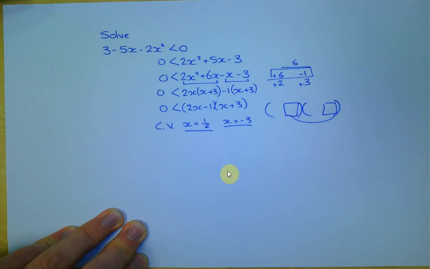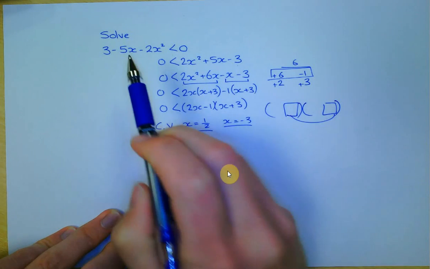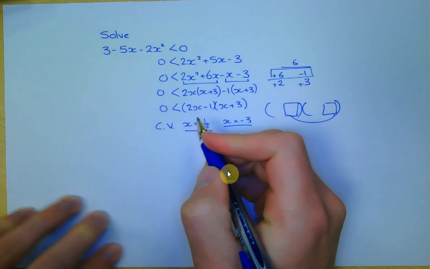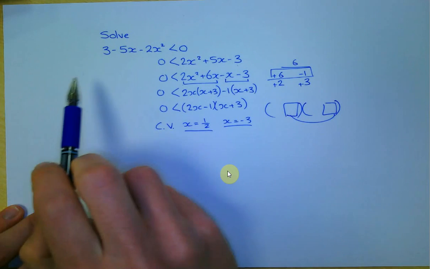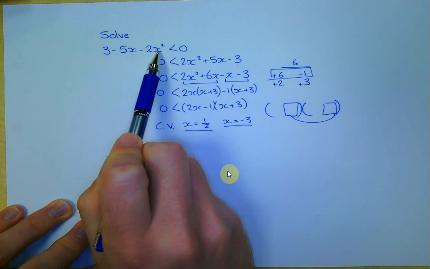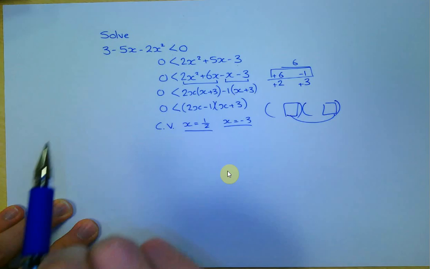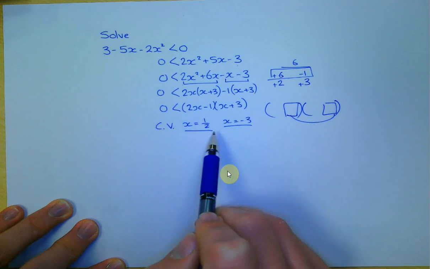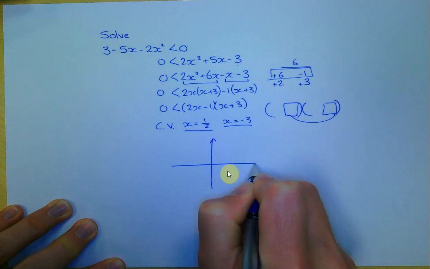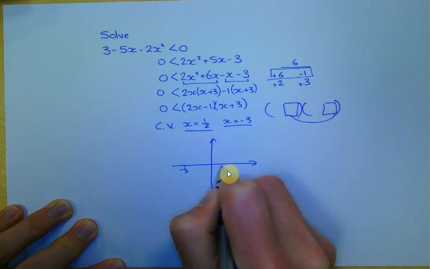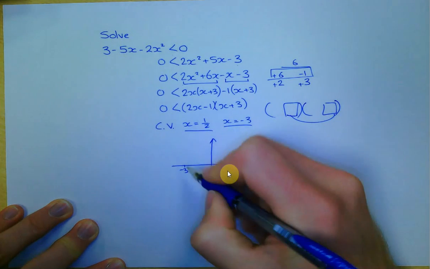Now, I manipulated this to suit me, but the question was this function here. And if you've done transforming graphs, which you might not have done up to this point, you'll realize that this is just a reflection of this graph, so the root values will actually be the same. But I manipulated that to help me solve it easier. So let's make a critical value sketch. So we've got -3, and we've got a half. And this is an unhappy quadratic, so we're going to sketch it this way.